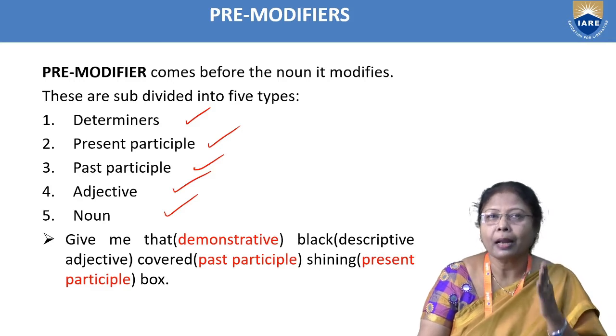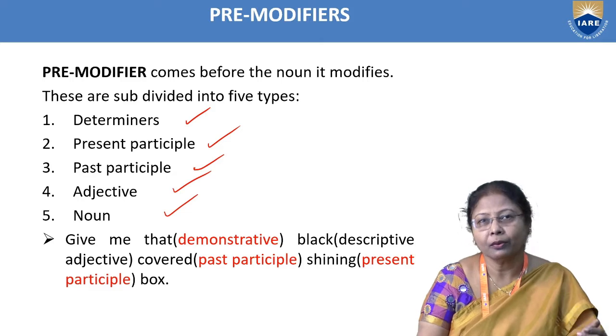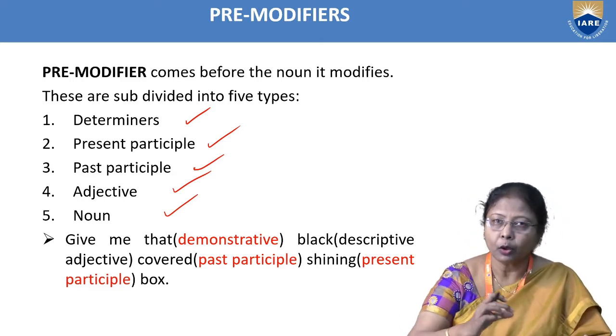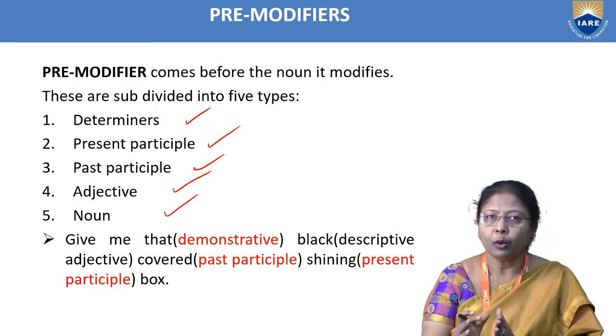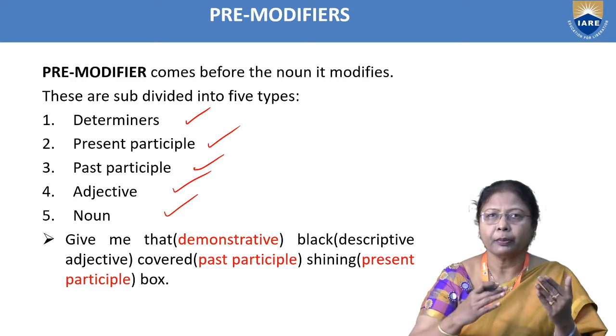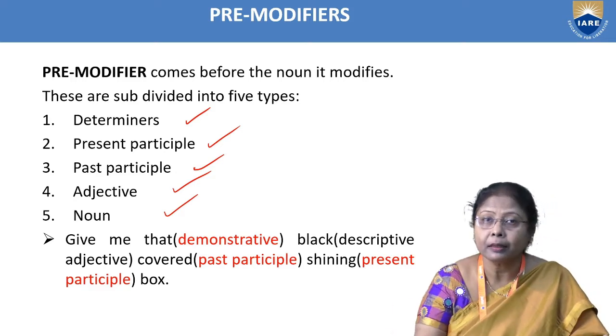Sometimes a noun also acts as a modifier to another noun. So this is the fun of this type. Let us see the sentence here. Almost all pre-modifiers I have given here. Before we go deep into the subdivisions of these modifiers, let us have a glance at this sentence.